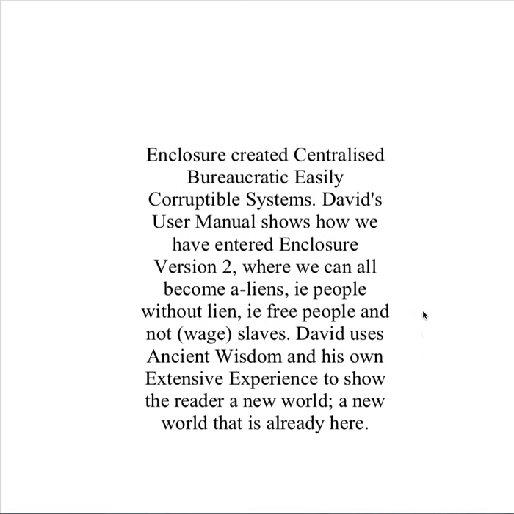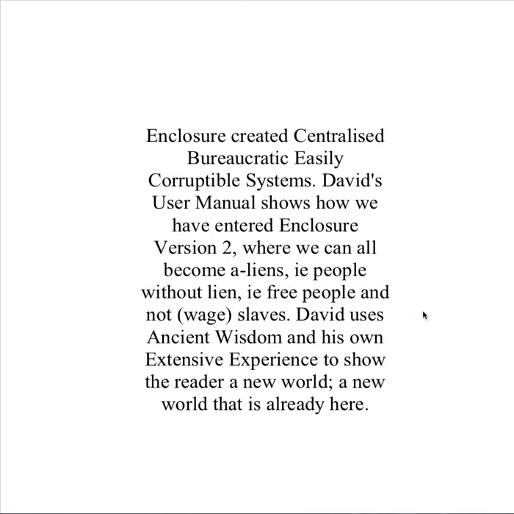So Enclosure created centralized, bureaucratic, easily corruptible systems. David's user manual shows how we have entered Enclosure Version 2, where we can all become aliens, i.e. people without lien, free people, and not wage slaves. David uses ancient wisdom and his own extensive experience to show the reader a new world that is already here.